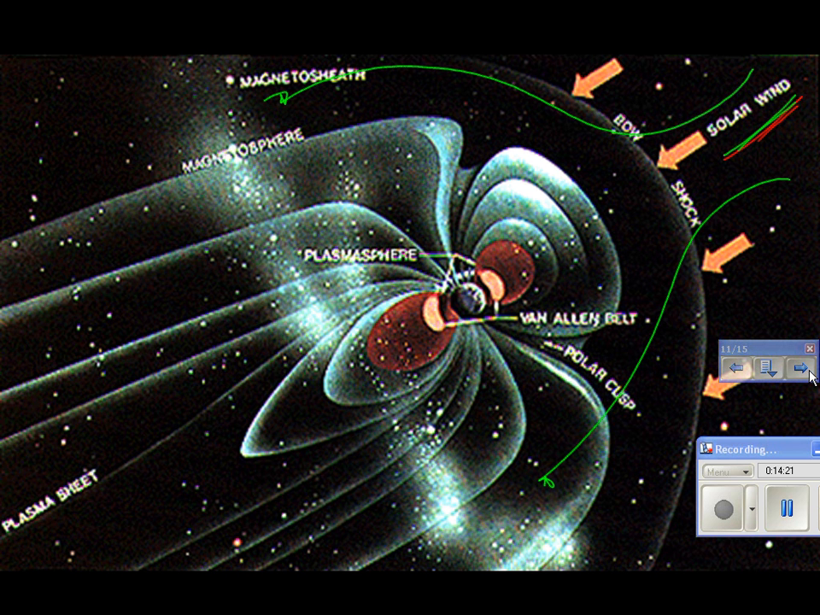Some of it, however, notice that we have these poles, right? Some of these particles actually get trapped and spiral down either the North Pole or the South Pole. And when they do that, they interact with the Earth's upper atmosphere, exciting the molecules, causing them to glow. And that's what creates the northern lights and the southern lights. If we lose the magnetic field, there will be lots of aurora, yes.